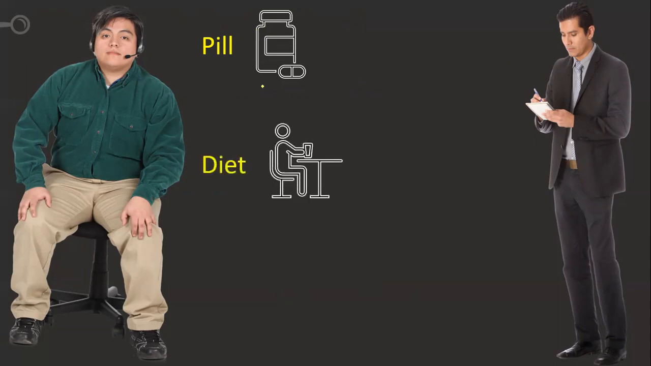So what has helped him? They wanted to find out. First of all, this guy has been given a pill, a diet pill to reduce weight. He is taking a diet pill, and then he's also given a diet, and he's also given advice to do exercise. So all these three he has been doing.